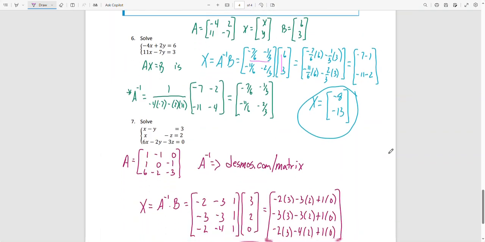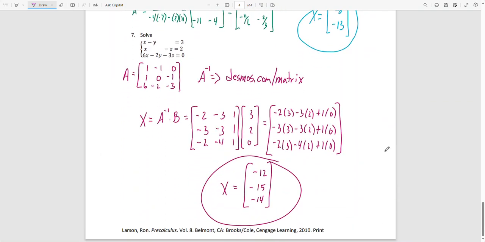All right, we would do the exact same thing. Take our coefficient matrix, 1, -1, 0, 1, 0, -1, 6, -2, -3. That's our A. I use Desmos to find my inverse matrix. This was the one that we did up above. It was our previous one. And then I multiplied it by B, 3, 2, 0, and I got my X values.